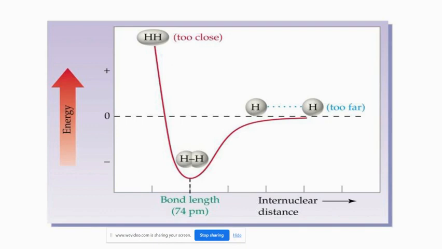So this is for the H2. So our bond length, we can look at bond length here. If they're too far apart, it's not going to work. It's like two magnets. If they're too far apart, they're not going to click together. If they're too close, then the nucleus is going to shove them apart.